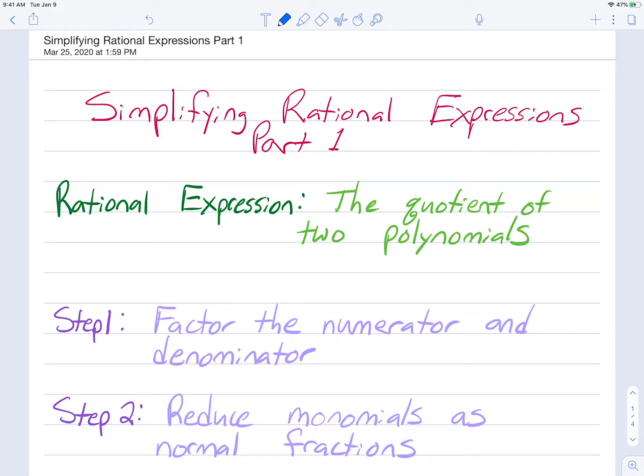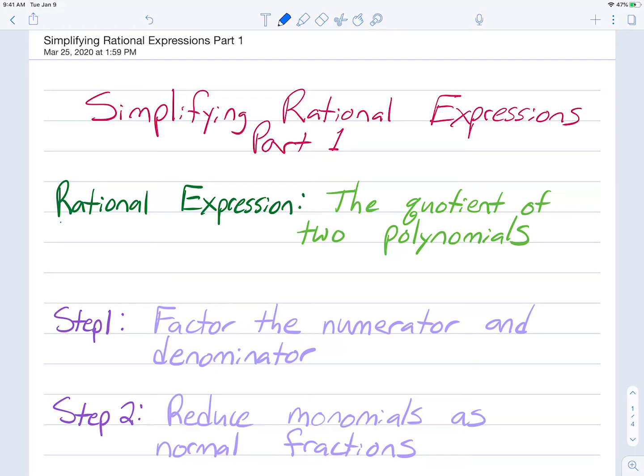Hello everyone. Today we are going to be working on simplifying rational expressions. So this is part one. This is just the first time that we're doing this. We will be getting a little bit more complicated later, but we're just starting off for today.